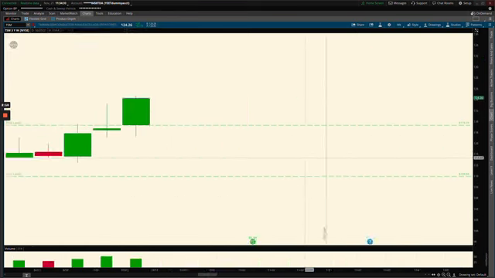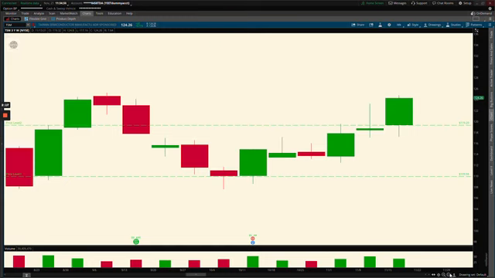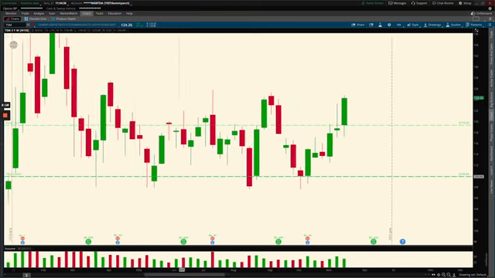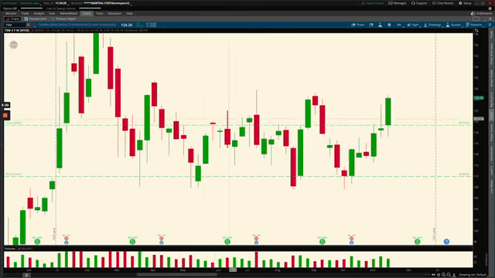The second one that we're looking for, let me see if I can find an example, is not wicks, but where the bodies of candles go to the same point. Of course, I'm probably not going to be able to find one quickly enough here. There you go. I'm going to call this one.